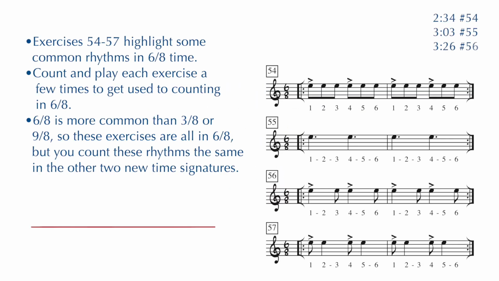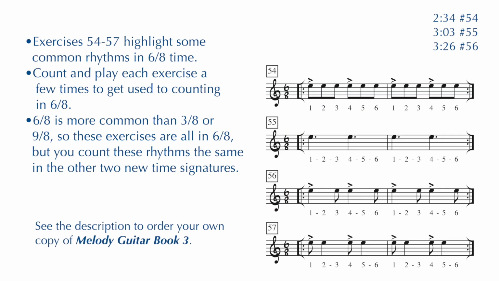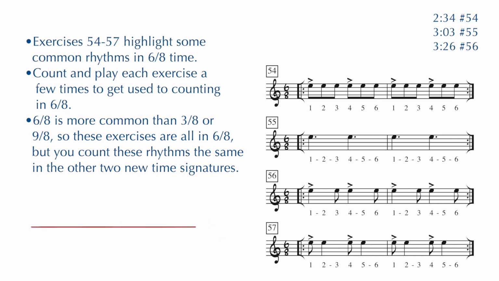On top of page 33, we have numbers 54 through 57. These are all in 6/8 time because 6/8 is the most common of these types of time signatures. And these are showing some common subdivisions in 6/8 time.